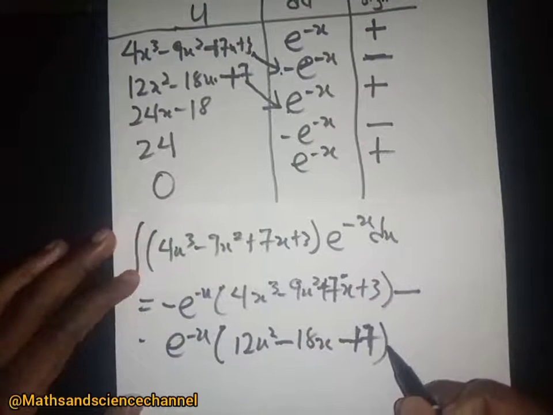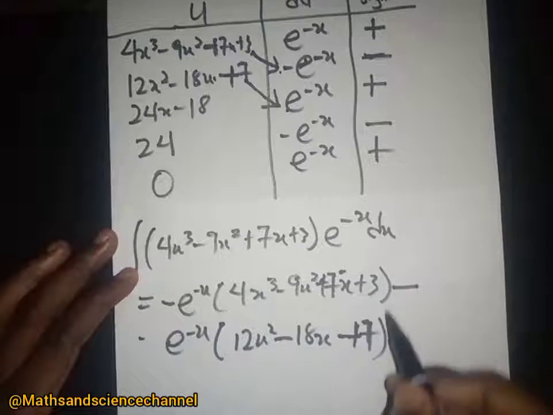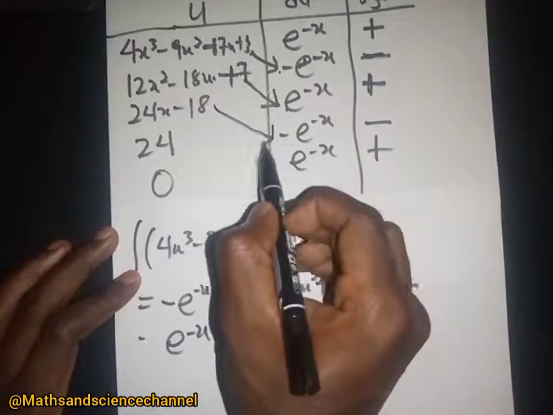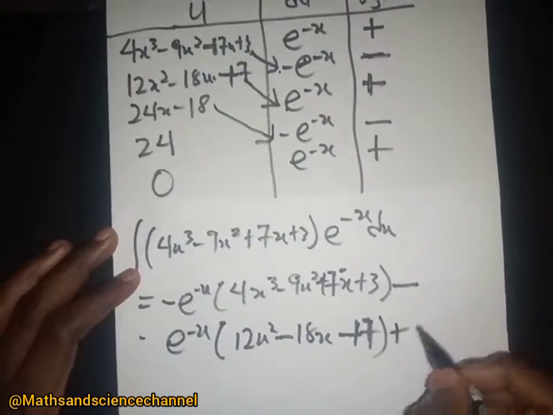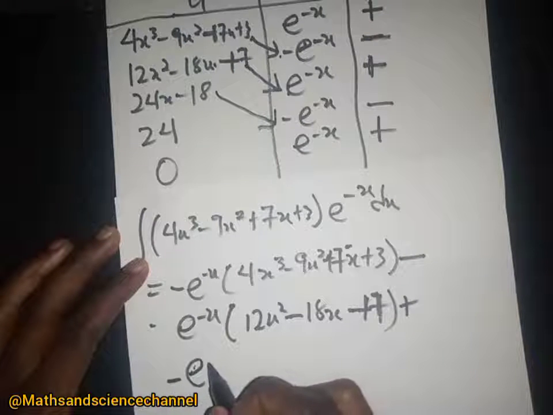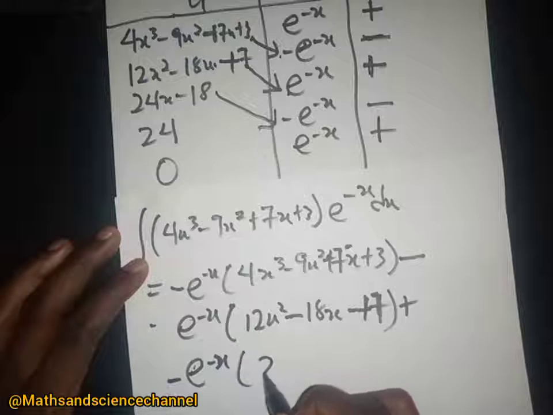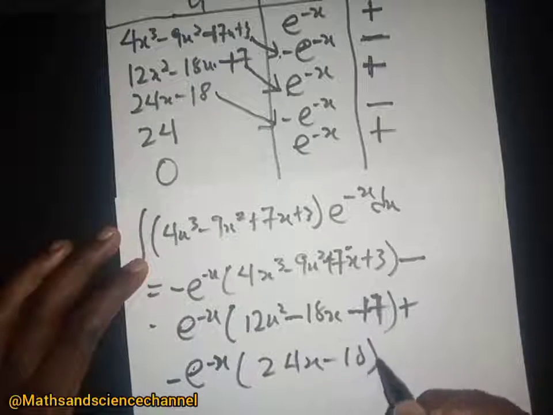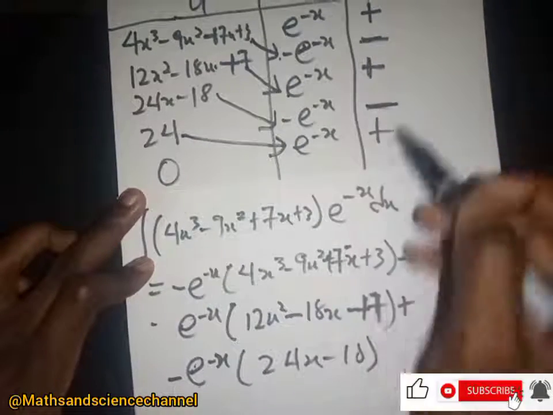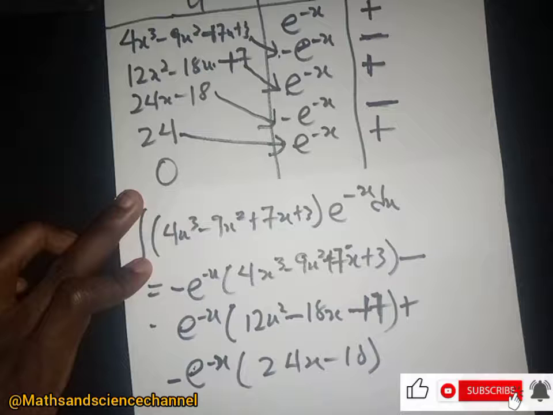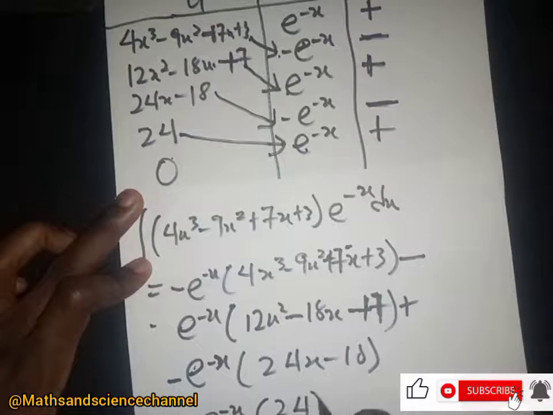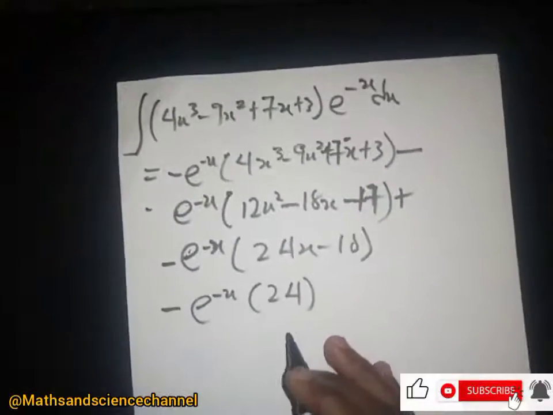So if that is the case, then we have this minus that. The next one will be plus this multiplied by that. So we have plus, just e to the power minus x, so it's just negative, right? Then we have 24x minus 18. The next one will just be this multiplied by that, but this time negative. So we have negative e to the power minus x multiplying just 24 here, right? So let's continue here.